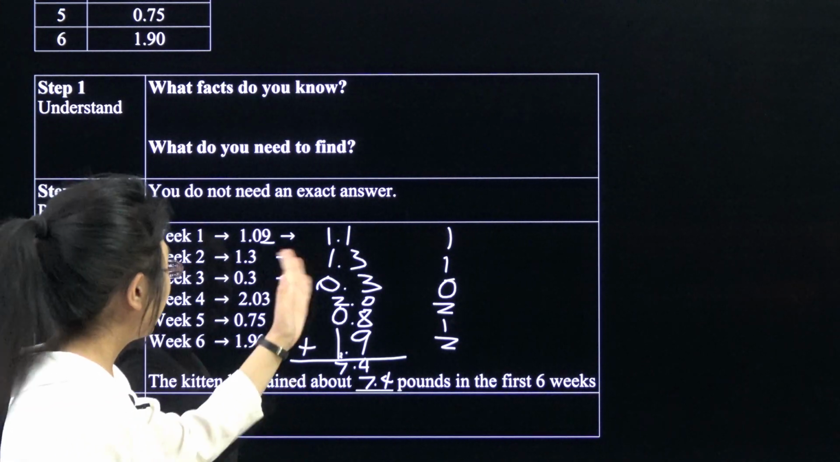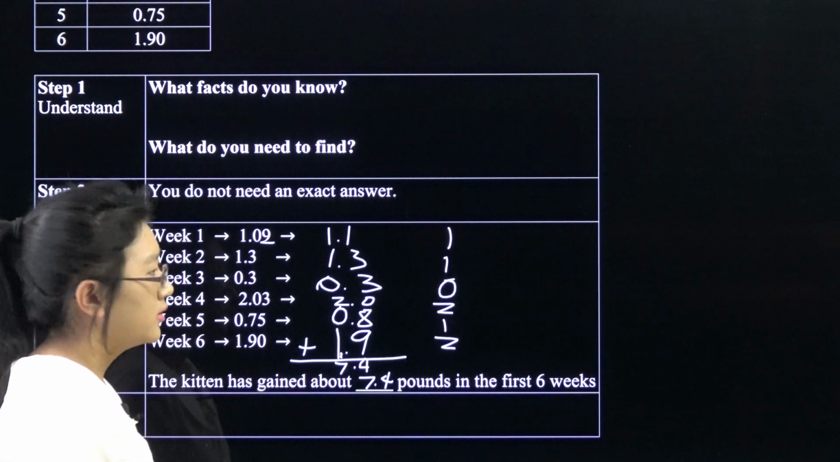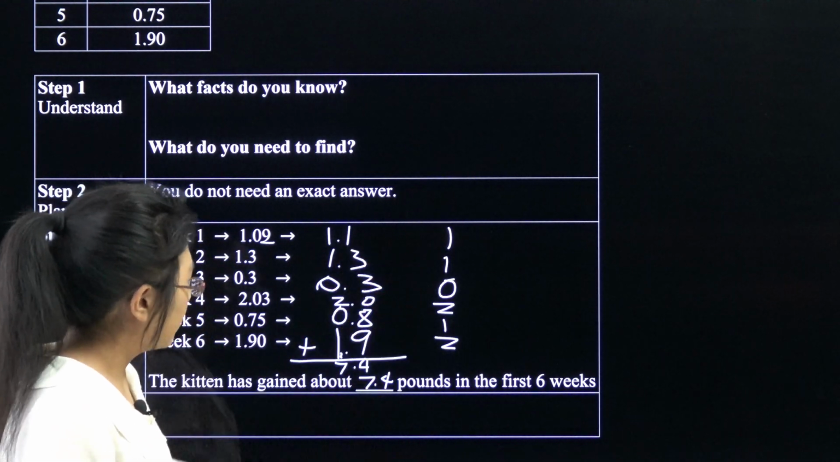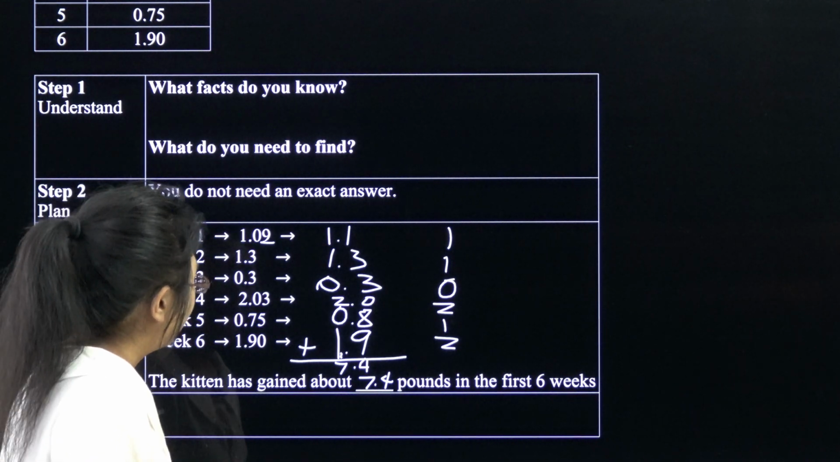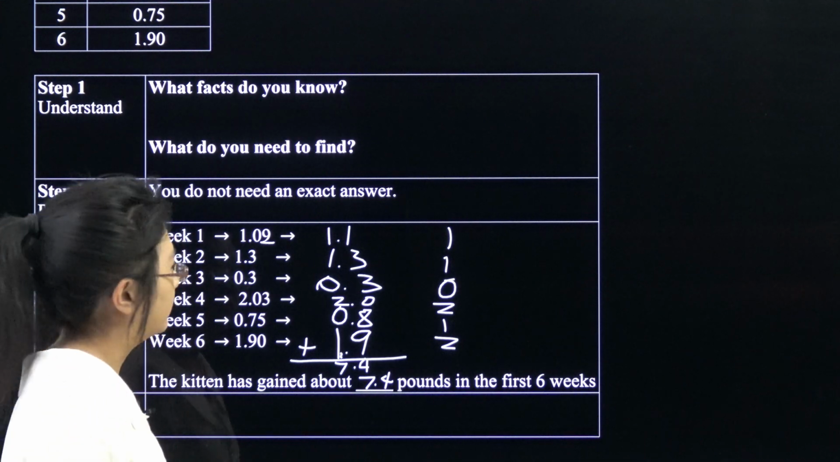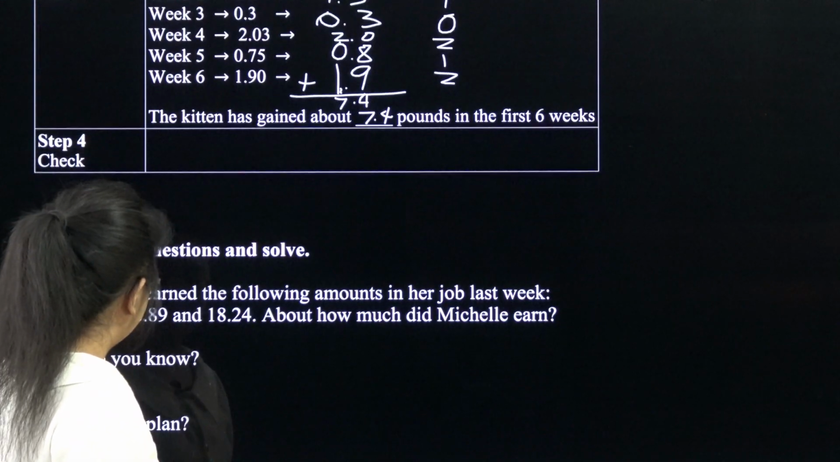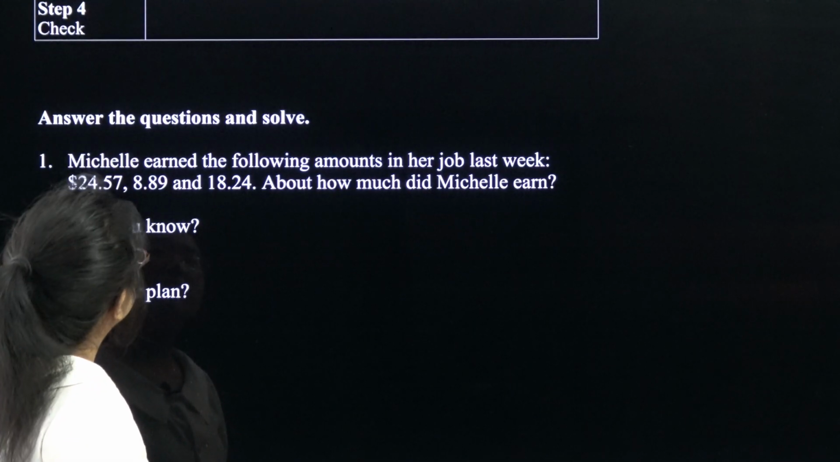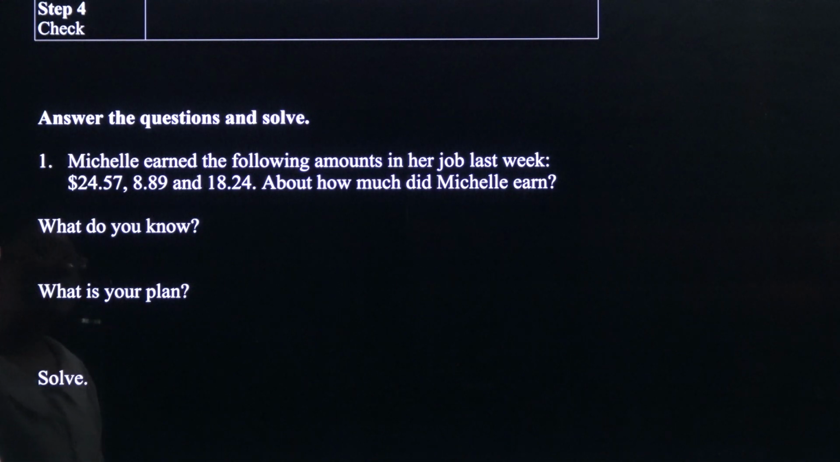Now check, did we round everything correctly? Yes, we did. We also rounded it to another more coarse value. So, and it's, well, reasonably similar, so our answer should be correct. So we're going to move down and do some good old practice problems.